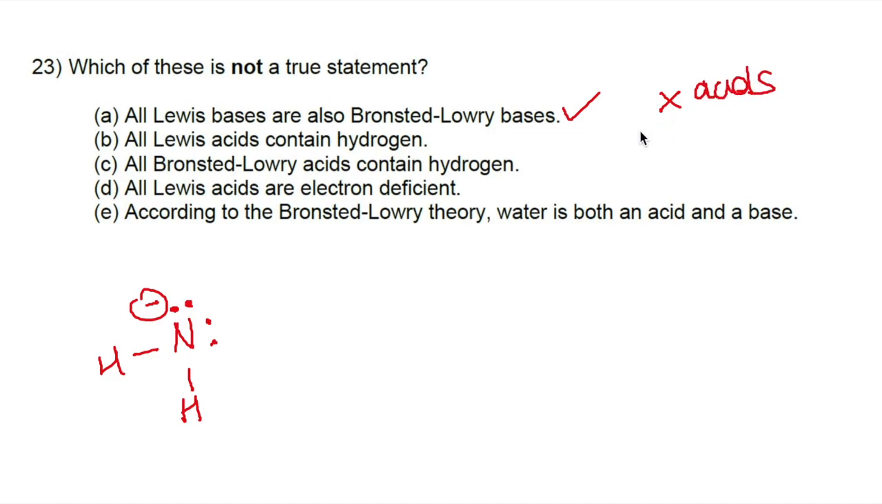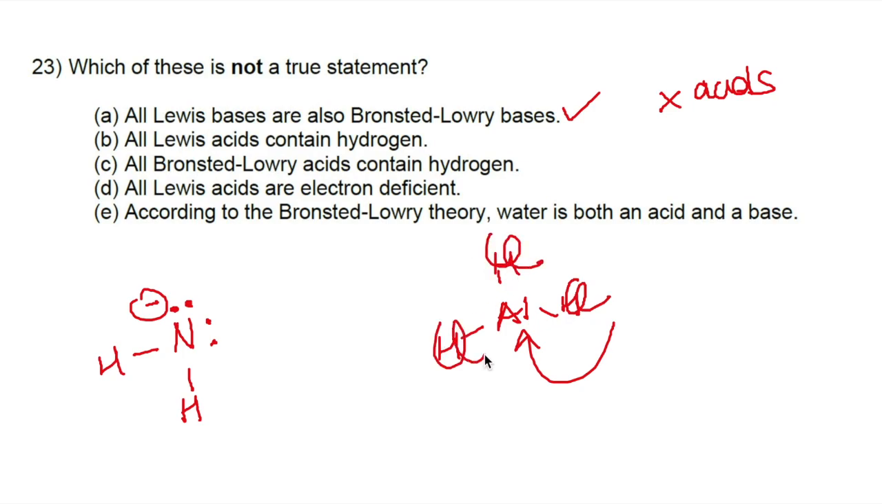The reason why you cannot say it for the acids is because Bronsted-Lowry acids have hydrogens, but Lewis acids don't always have hydrogens. For example, this species right here is a Lewis acid because it can accept electrons. Let's do aluminum chloride. Aluminum can accept the electrons, and that's why it's a Lewis acid, but it doesn't contain hydrogens. So that's why this is the false one.